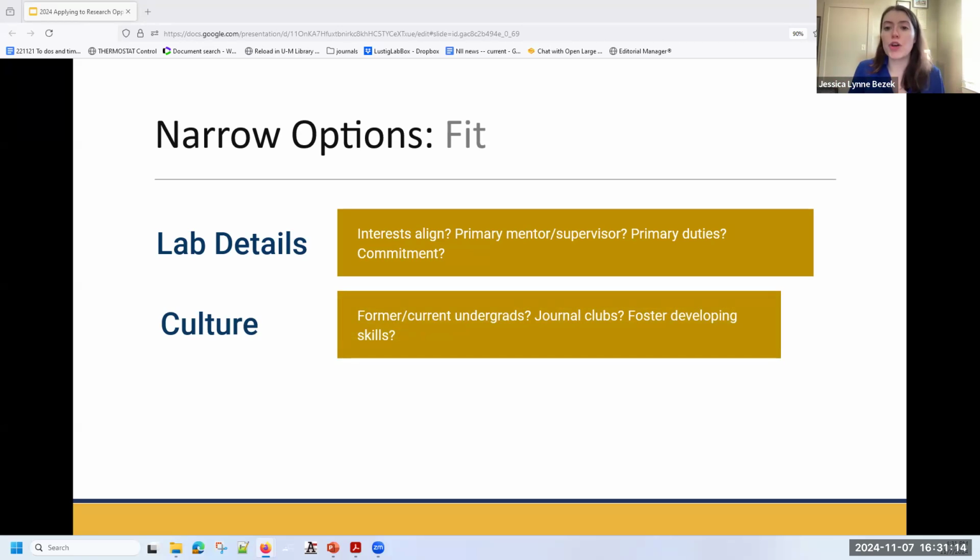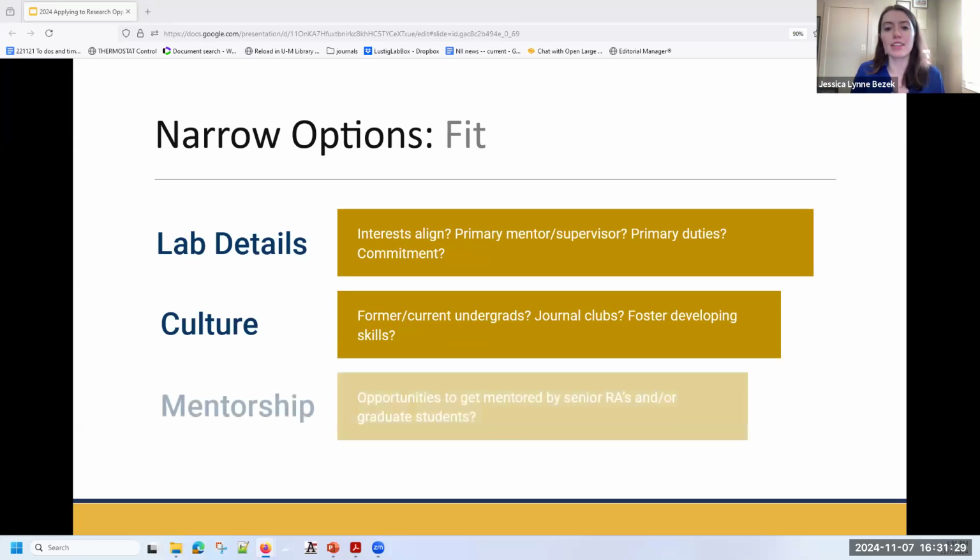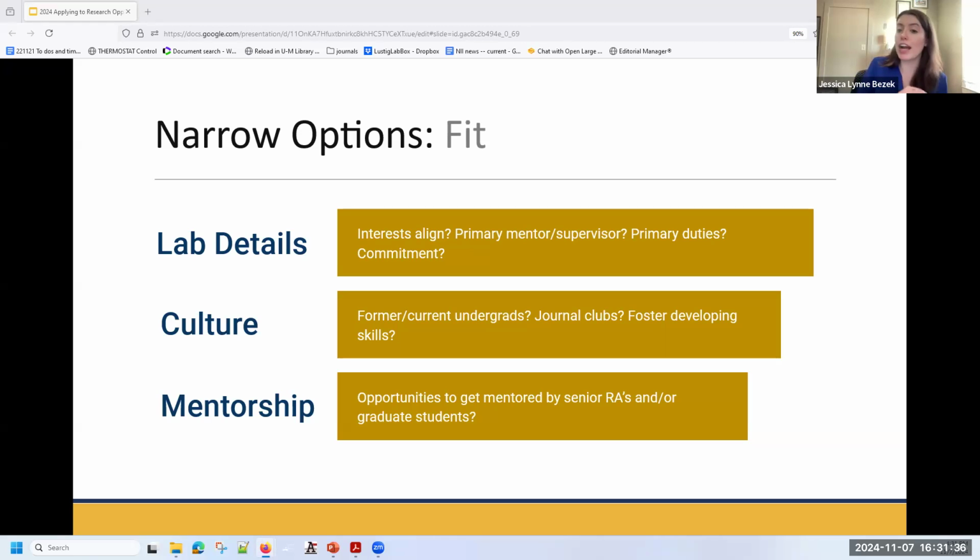There's also culture. So, are there other undergraduates that have worked in that lab? Do they have journal clubs where they get together and read articles? Are they encouraging of their undergraduates in developing skills that they can apply more independently? And then lastly, what does mentorship look like? Would you be working more with undergraduates who are more senior in the lab, who've been there for longer? Would you be working with graduate students, even postdoc fellows? There could be a lot of different ways that mentorship could look.